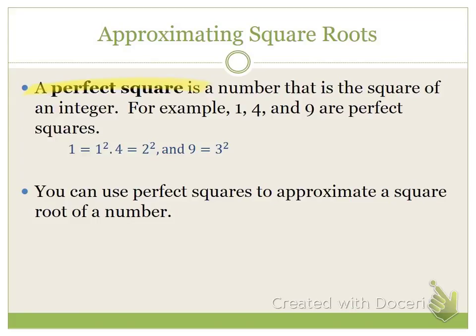81. 100. 121. 144. 169. Okay, and it just keeps going. All right, so those are just perfect squares because, again, their products can be multiplied by itself. 9 times 9, 10 times 10 to get those numbers.